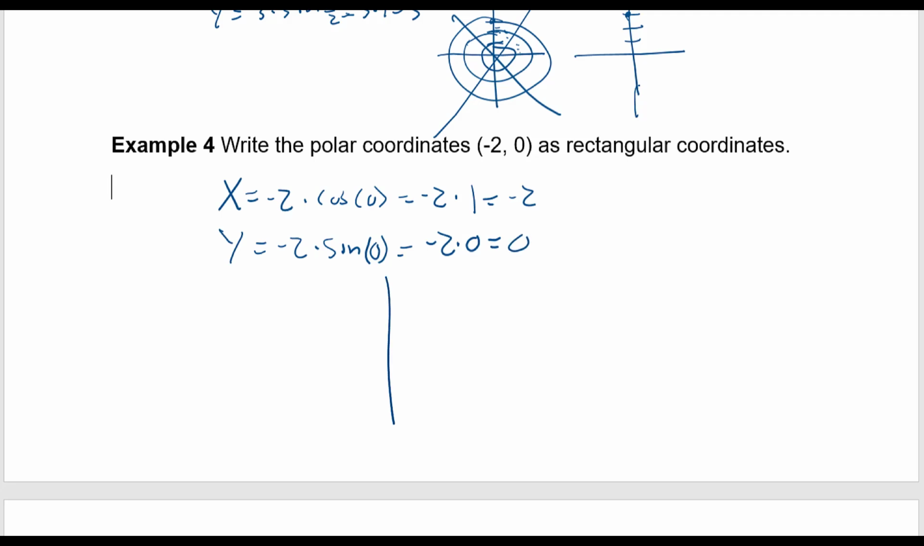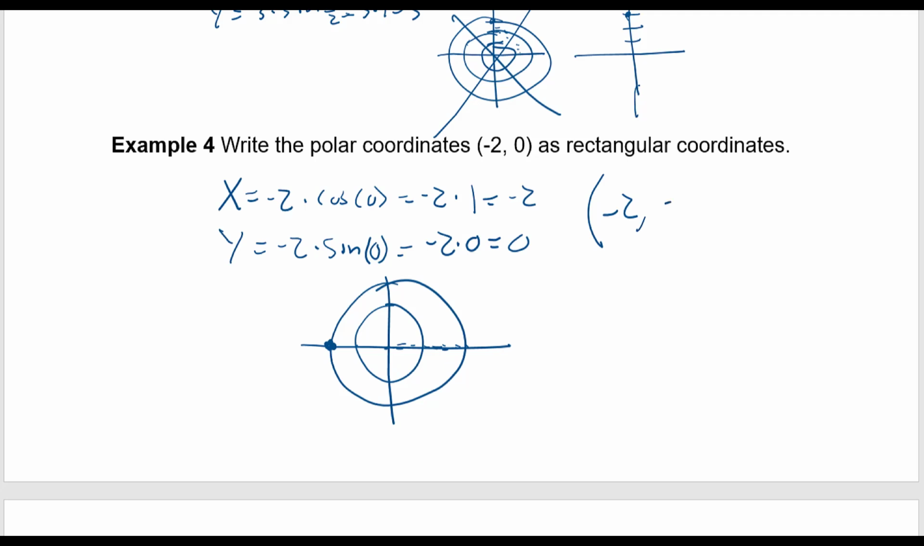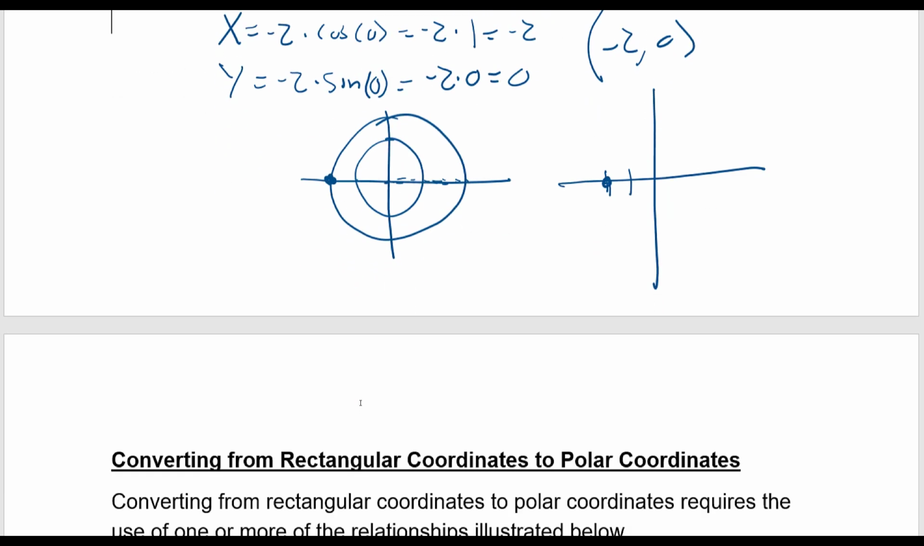So if we look at it in a polar system, 0 will be this one here. So you're not going up or down there. And then a radius of negative 2 means it's going to go back this way. And if we were to graph this, this is (-2, 0) in rectangular. That's funny how they're the same. So that means we're at negative 2 here and 0 for y, so the same place. And that's it for this video.